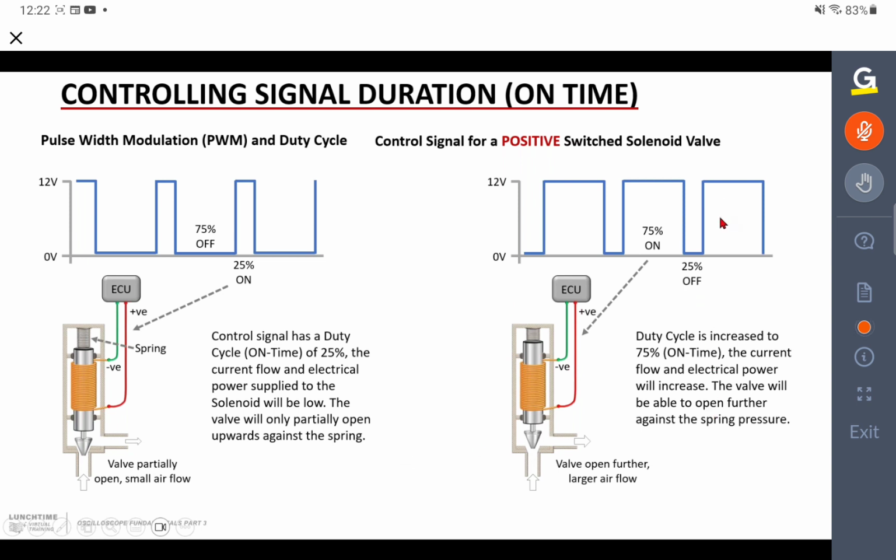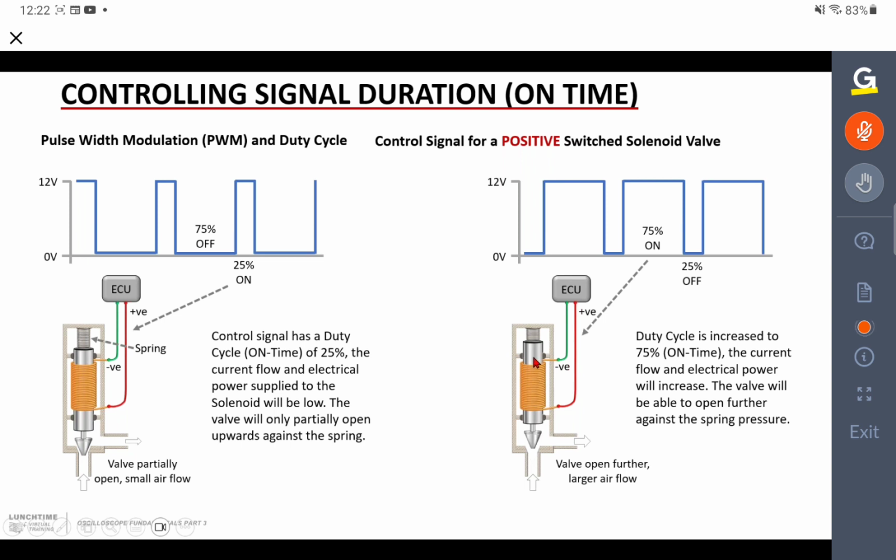In the right-hand illustration, we're now switched on for 75% of the time, so we're going to get much more average current flow. In theory, we would have our 7.5 amps if it was a 10 amp circuit, which means the solenoid winding is getting a higher average current flow. The solenoid will rise further up, which means it will open the valve farther and allow more airflow through. Now, this happens thousands of times a second, so we're not just seeing this happen every so often. This is happening thousands of times a second.